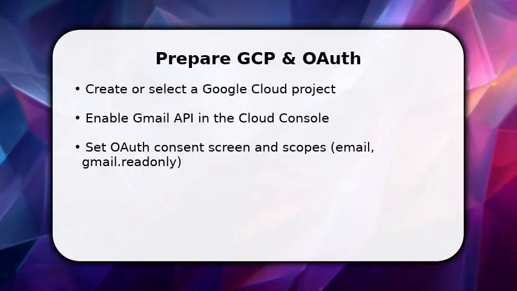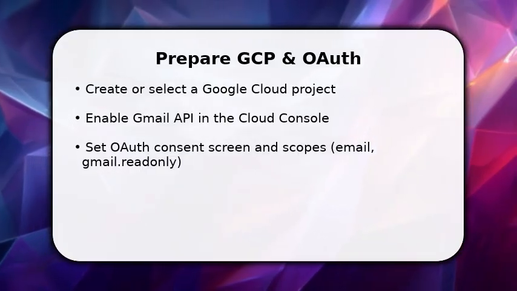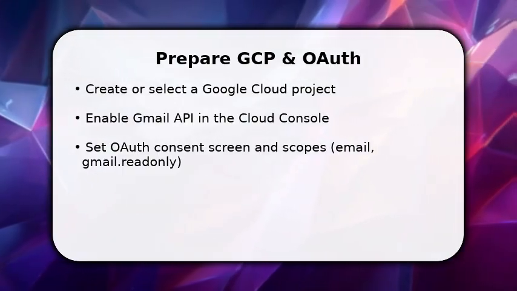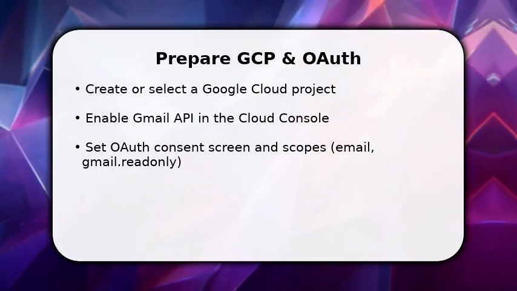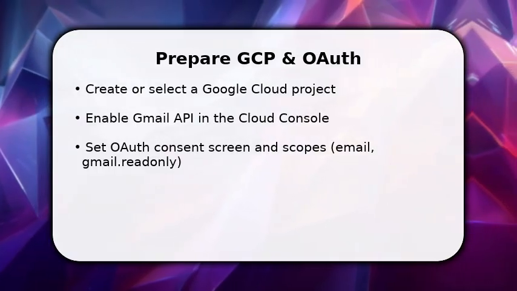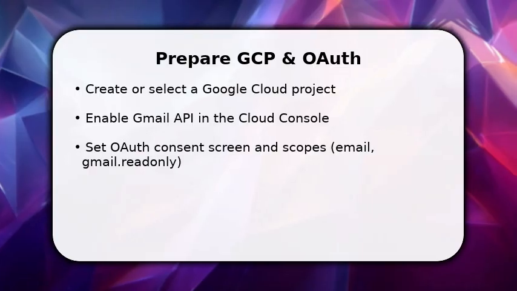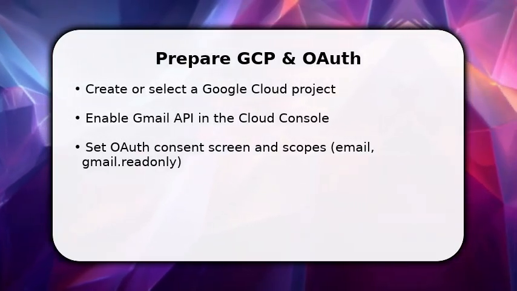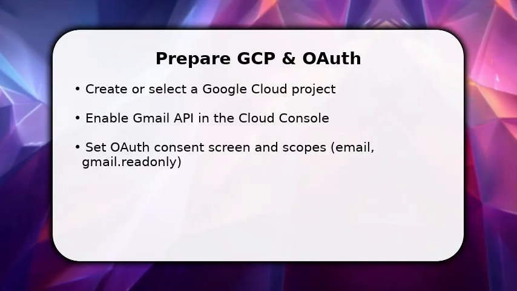Enjoy the video. You start by using the Google Cloud Console to create or pick a project and enable the Gmail API. Next, configure the OAuth consent screen so users know what data you request. Choose external or internal as appropriate and add required scopes like email and Gmail read only.